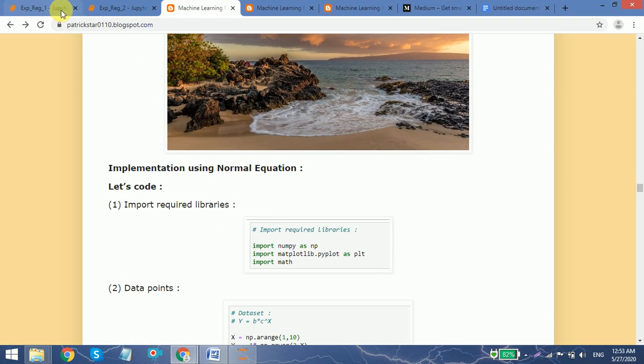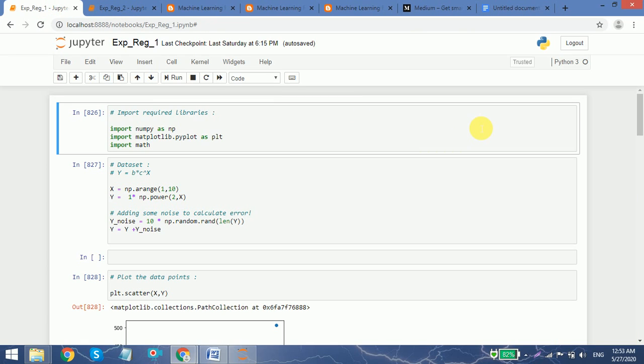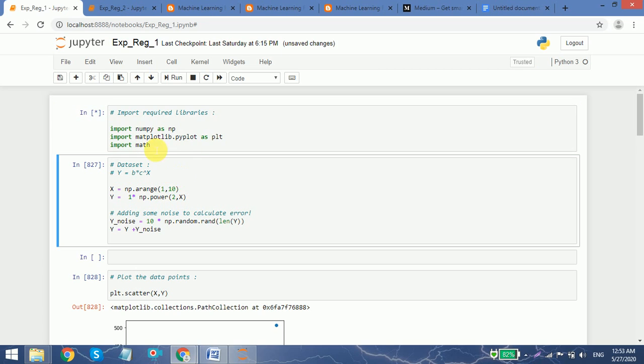I already have the Python notebook in Jupyter. First of all, we are going to import some required libraries: NumPy, Matplotlib, and math. In just 5 to 7 minutes we are going to need to find a value that requires us to import the math library. I will let you know when we use it. I'm going to run it.